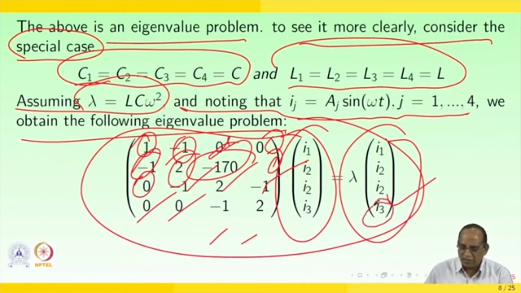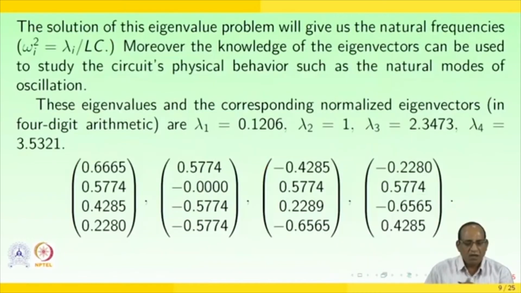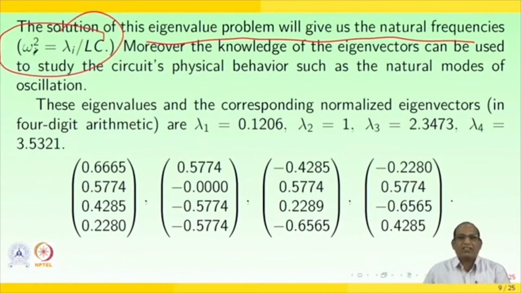So, there is an error over here, I3 and this is I4. Similarly, I3 and this is I4. So, the solution of this eigenvalue problem will give us the natural frequencies, that is omega I square is lambda I upon LC. Moreover, the knowledge of the eigenvectors can be used to study the circuit's physical behavior, such as the natural modes of oscillation.